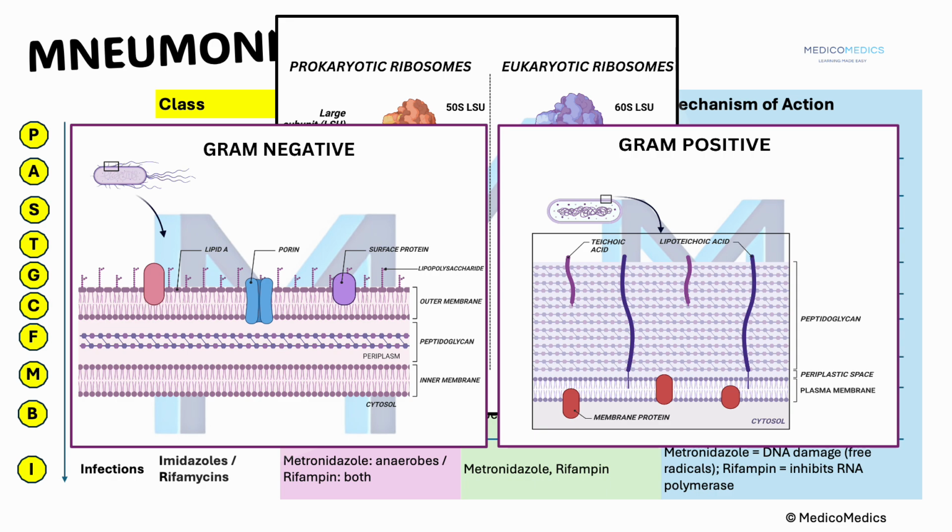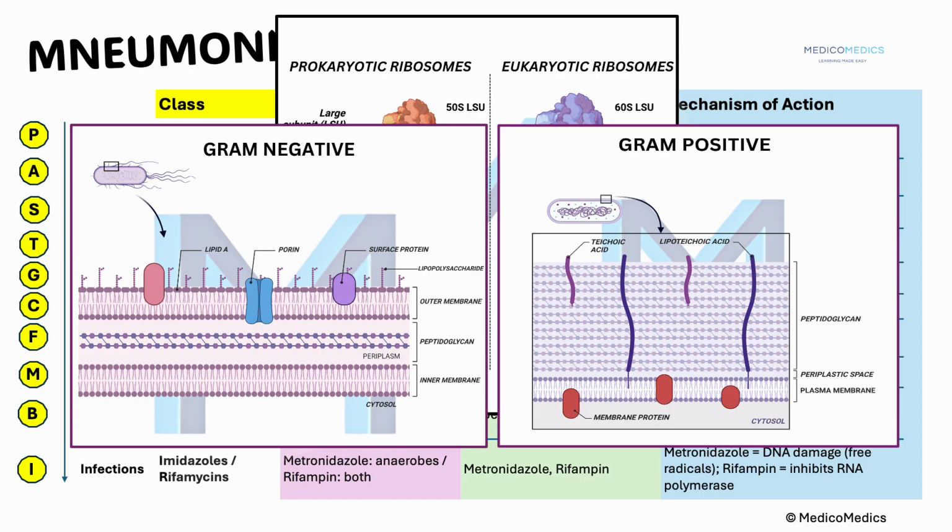Now, the fundamental distinction between gram-positive and gram-negative bacteria lies in their cell wall structure, and this has massive clinical implications. Gram-positive organisms have a thick peptidoglycan layer and no outer membrane, making them highly susceptible to antibiotics that disrupt cell wall synthesis, such as penicillins.